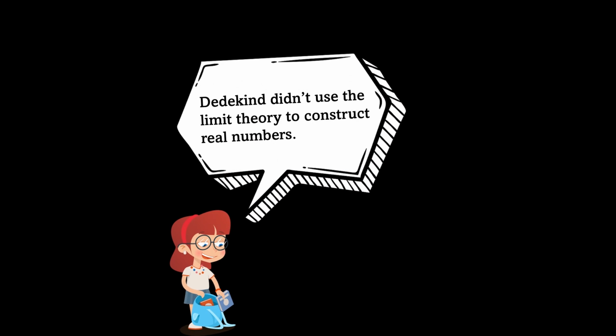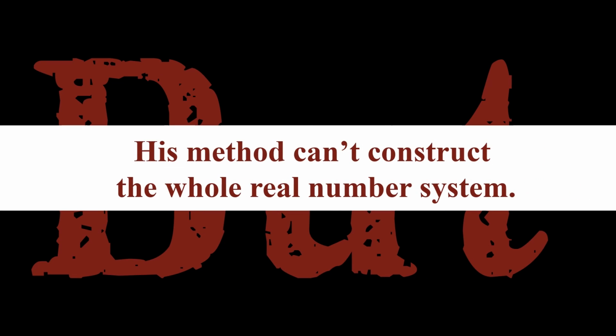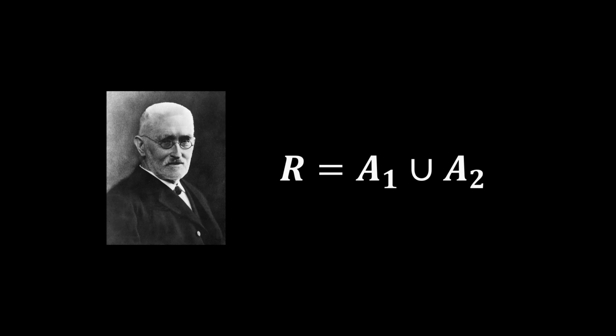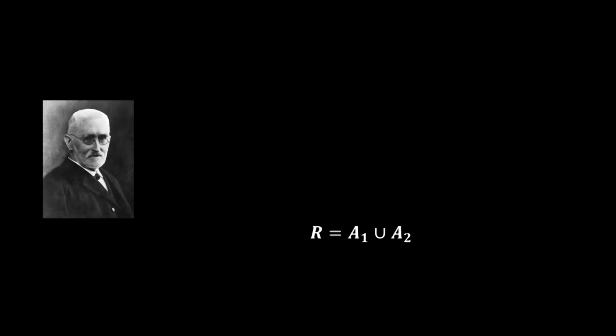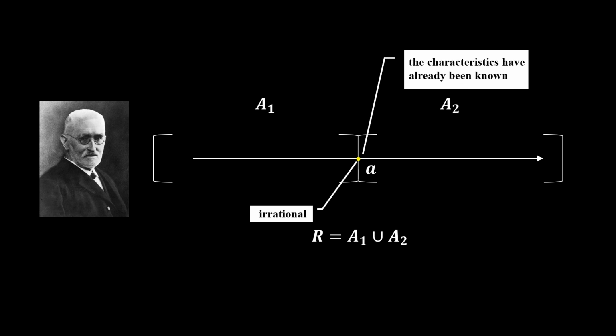Someone may say that Dedekind didn't use the limit theory to construct real numbers. However, his method is incapable of constructing the whole real number system. Dedekind said, whenever, then, we have to do with a cut which is not produced by rational numbers, we create a new, an irrational number alpha, which we regard as completely defined by this cut. The hypocrisy of the so-called Dedekind cuts lies in that this method can only construct real numbers of which the characteristics have already been known.